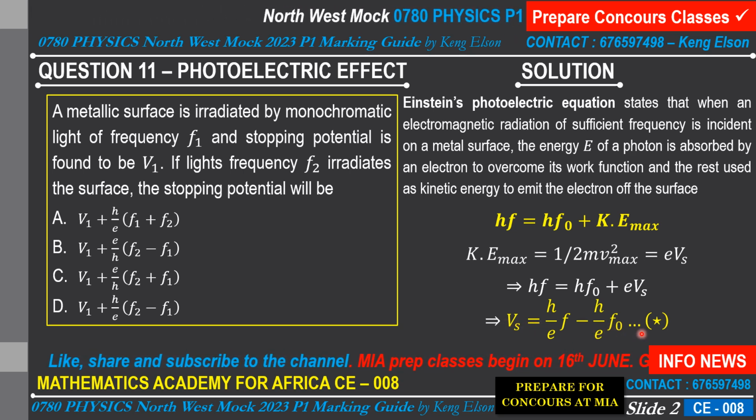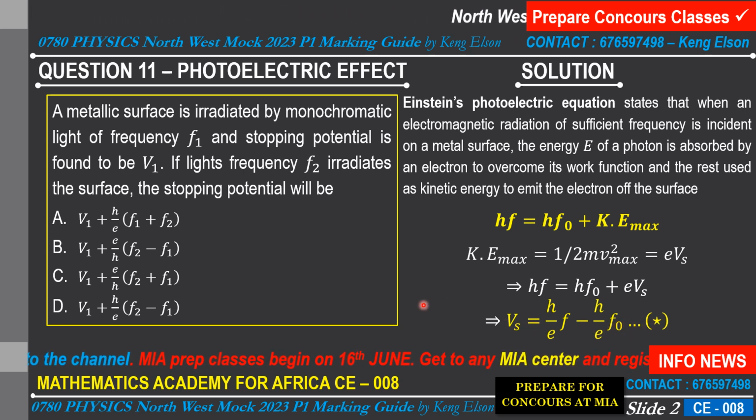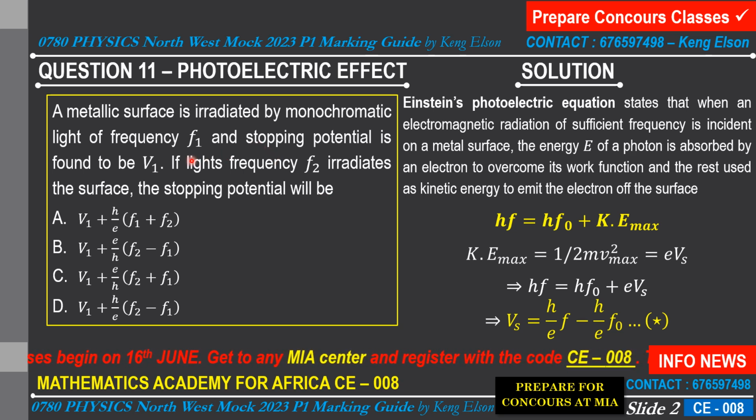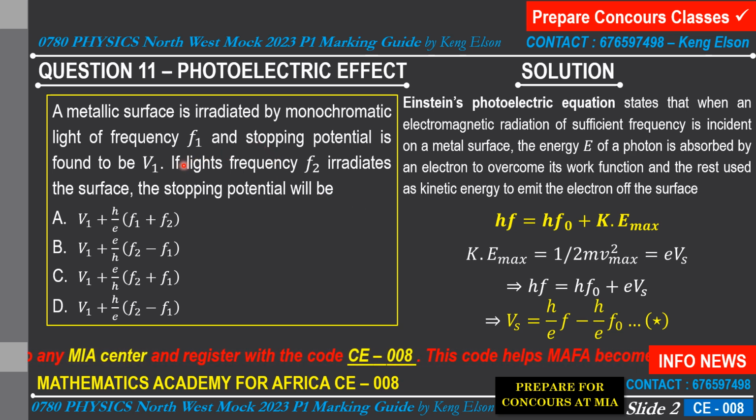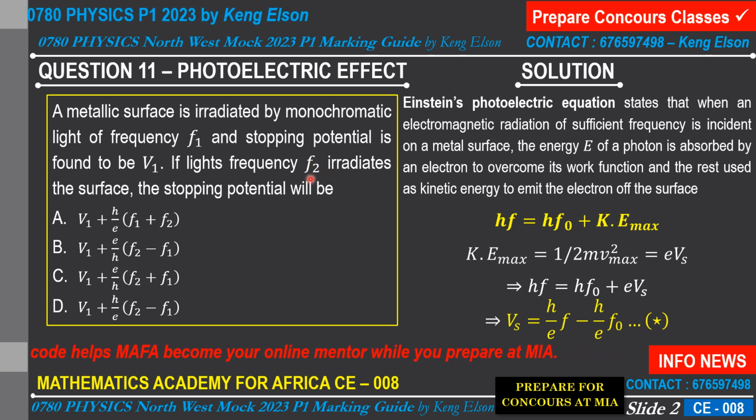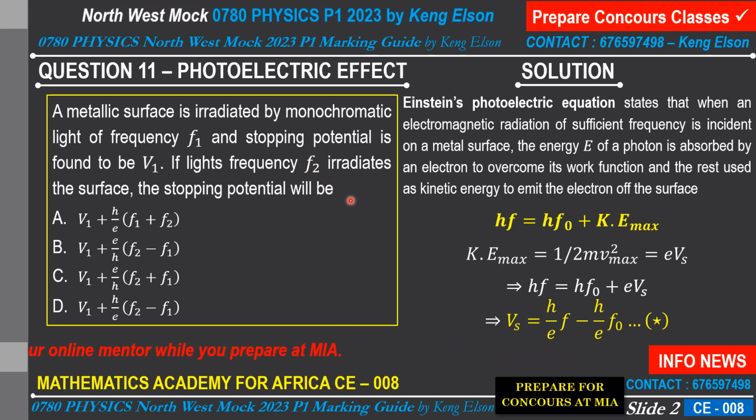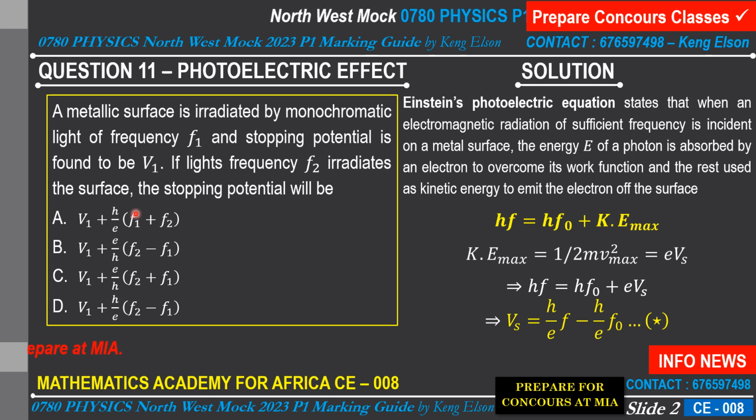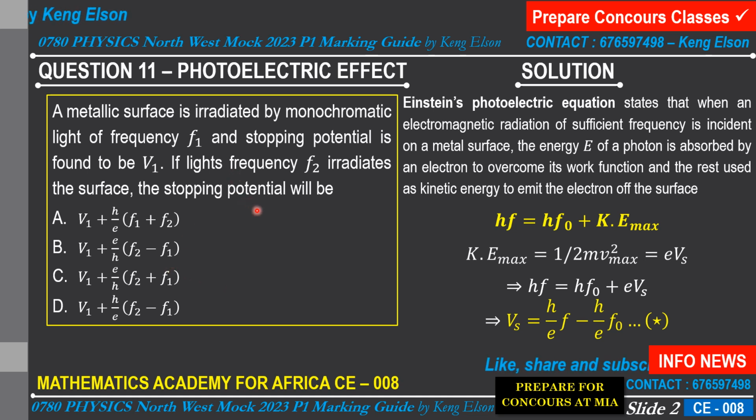So this is the equation we are going to use to get the relationship between the stopping potential of the first light source, its frequency, and also the stopping potential of the second light source and its own frequency. Then we try to get the stopping potential of the second light source with respect to the frequency of the first light source as well as its stopping potential.